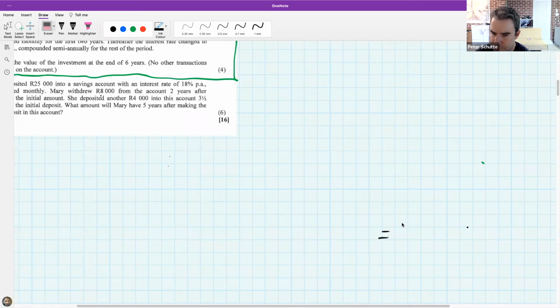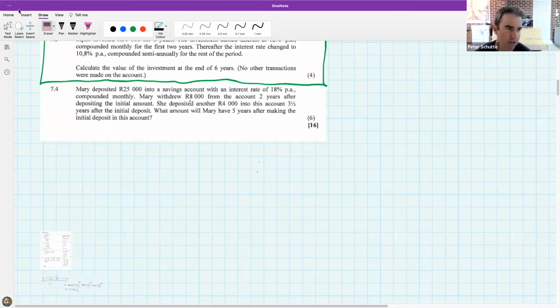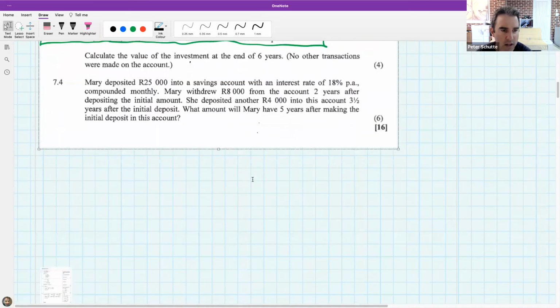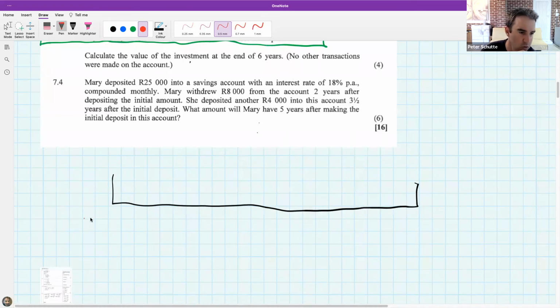Okay. So let's spend some quality time with this last question. The good news is it's just a slight adaptation. It's not substantially harder. It's just we have to handle the withdrawal. Okay, so if I look at this timeline, I ignore the withdrawal almost until the end. So she deposits 25,000. There's nothing new there. So 25,000. And I'm going to make this T0.